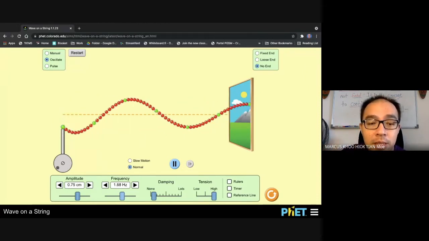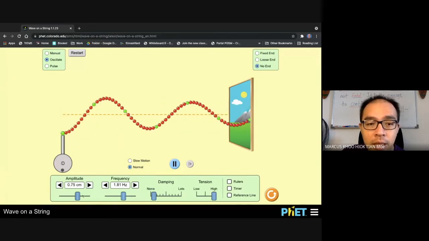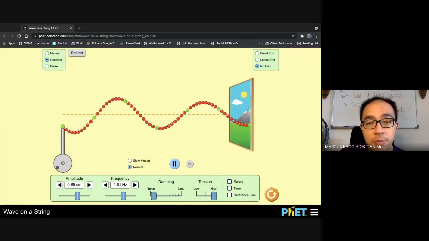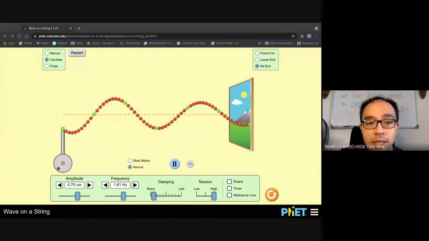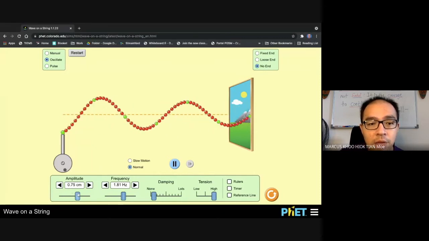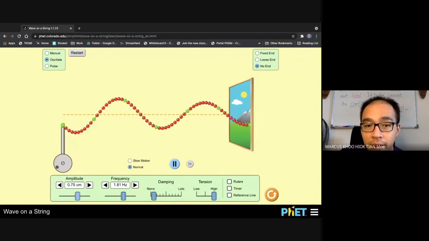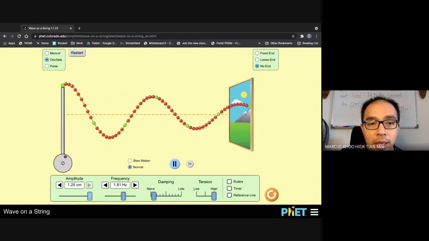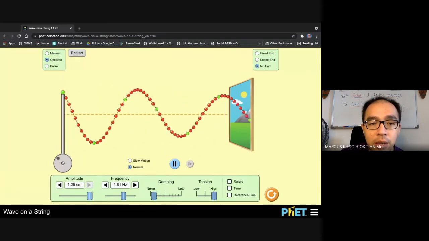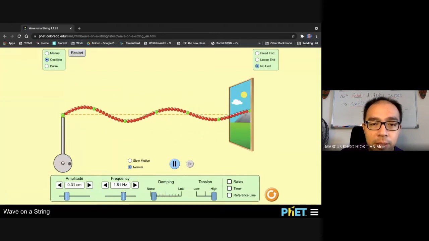Now let me set it at a normal frequency. Let's say I set the frequency to 1.81. Now I change the amplitude. The amplitude now is at 0.75 centimeters. You can see that there is 0.75 centimeters. Now if I increase the amplitude, look at what's going to happen to the graph. When I increase the amplitude, look at what happens. Meanwhile, if I decrease the amplitude, look at what happens.